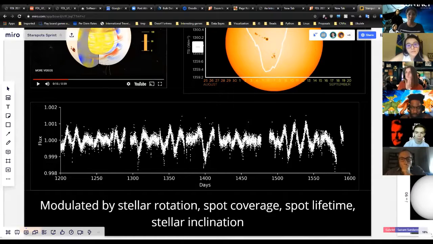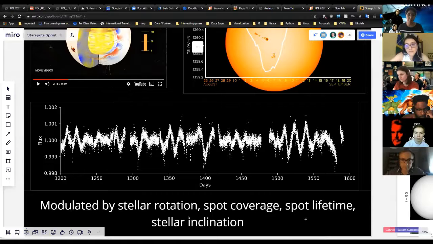One is the rotation, so how the star rotates and the properties of that rotation. The other one is how many spots you have and where you have them. So if you imagine the star as a three-dimensional object, you may have spots at the same longitude and they will cross at the same time, or in different longitudes, and then you will see one first and then the other. The other one is the spot lifetime. Each spot lasts for a certain amount of time, and it will disappear, and then another one will take its place. And the last one is the stellar inclination, so whether you're looking at the star from the poles or from the equator.